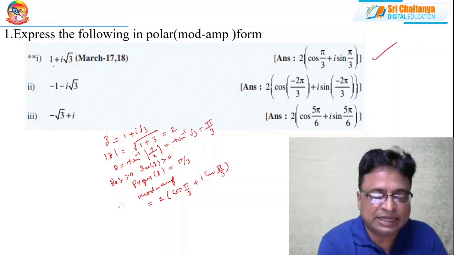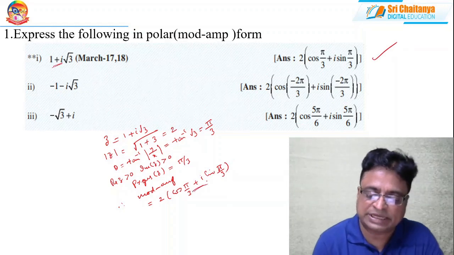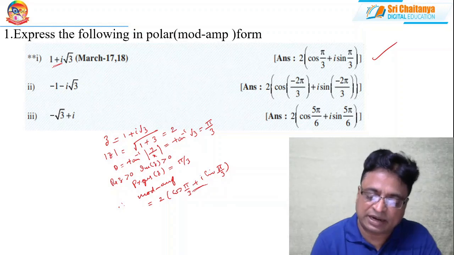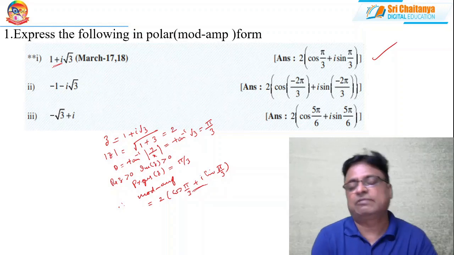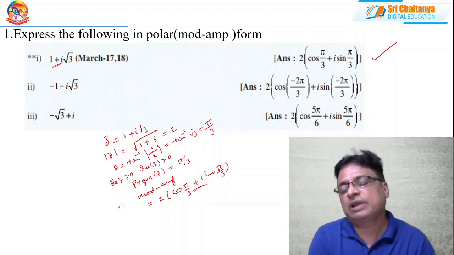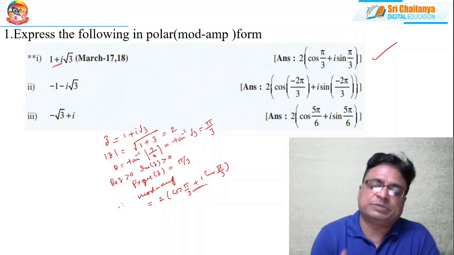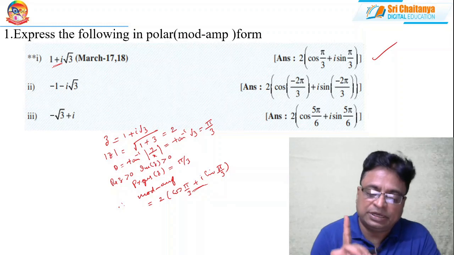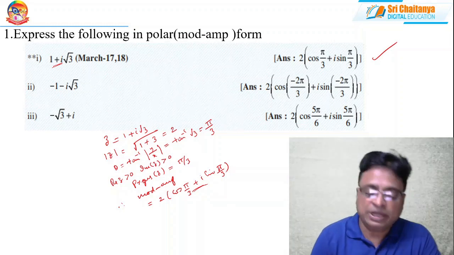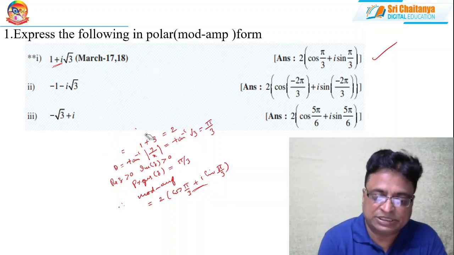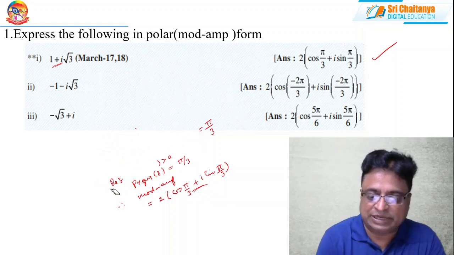Since there is a plus sign here, I have written the plus sign. If it is a minus sign, I can write minus, but conveniently I can convert to the angle also. But whenever we are writing the modulus amplitude form, that argument must be the principal argument, and it should be in radian form. Okay.